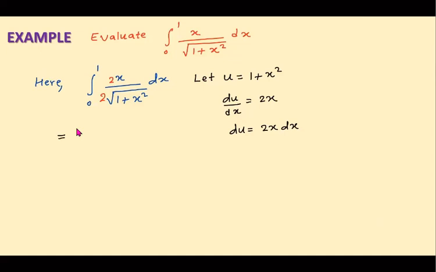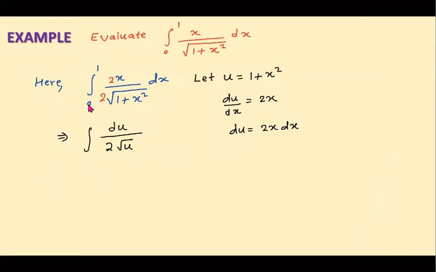If we do that, you'll see that we are integrating, in the denominator, we have 2 times the square root of u because 1 plus x squared is u. And then in the numerator, I have 2x dx. So 2x dx is from here, 2x dx is du.